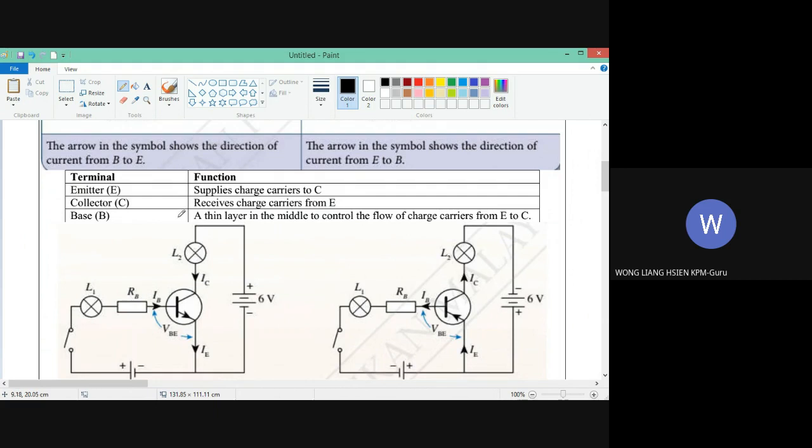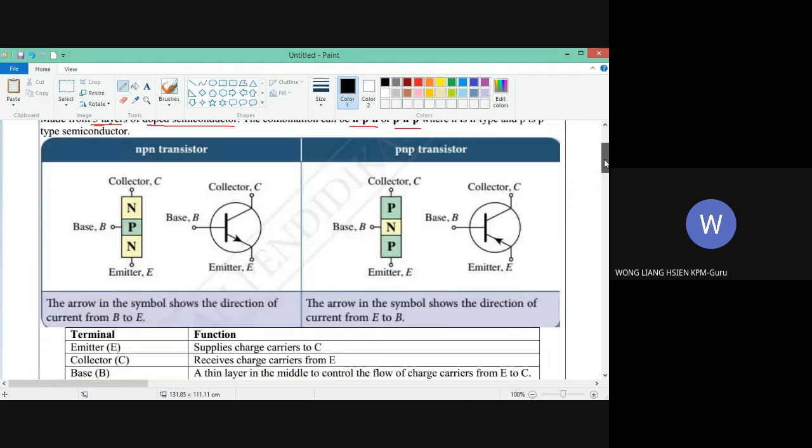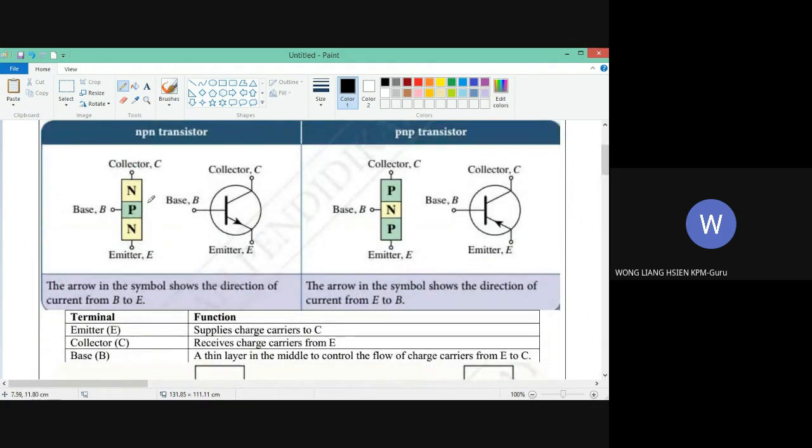So you see here in this diagram, it shows that the base, this layer here at the center, is thinner compared to this layer and this layer. The layer at the center is thinner. So in reality, that is true. In reality, for PNP and NPN, the center layer, the layer where you have the base, the middle, is thin. It's much thinner compared to the other layers.